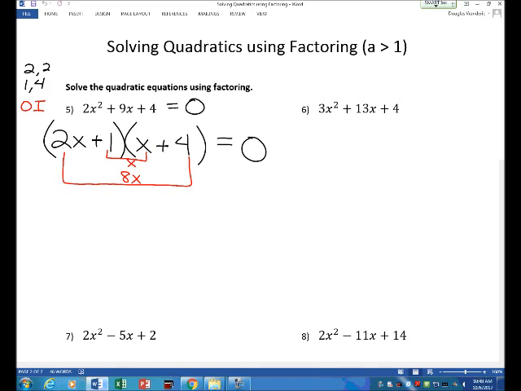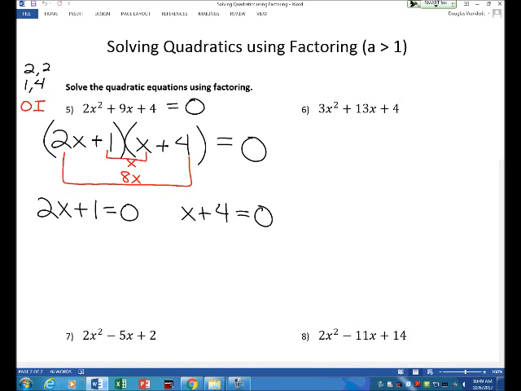Now again, are we finished? No, but are we factored? Yes. So we have made sure that this right here is the factored form of 2x squared plus 9x plus 4. So now, based on that theorem I taught you previously, you're going to separate them and set them equal to 0, because if one of them becomes 0, then the whole quadratic becomes 0. All right?